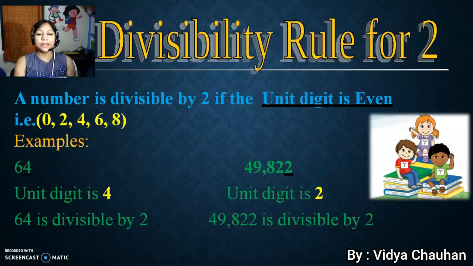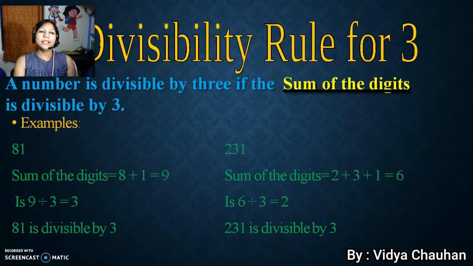Let's take another example here, which is 49,822. And what is the digit at unit place? If you have to check the divisibility rule for 2, you have to simply see the digit on unit place. The unit place digit is 2 and 2 is an even number. So that means this complete number 49,822 is also divisible by 2. So this is the divisibility rule for 2: if the unit digit is even, the number is divisible by 2. Clear students?